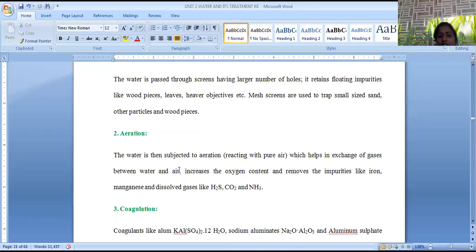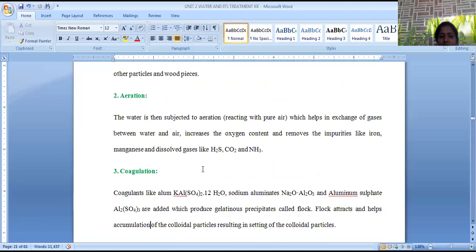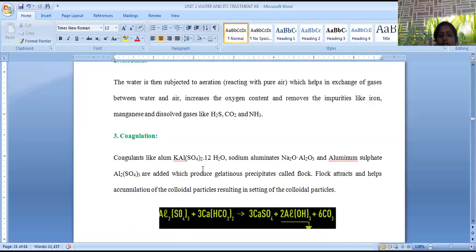The greater the dissolved oxygen content, the greater the quality of water. So aeration is very important in order to exchange the poisonous gases with oxygen. So this is the second step. In the third step, coagulation.